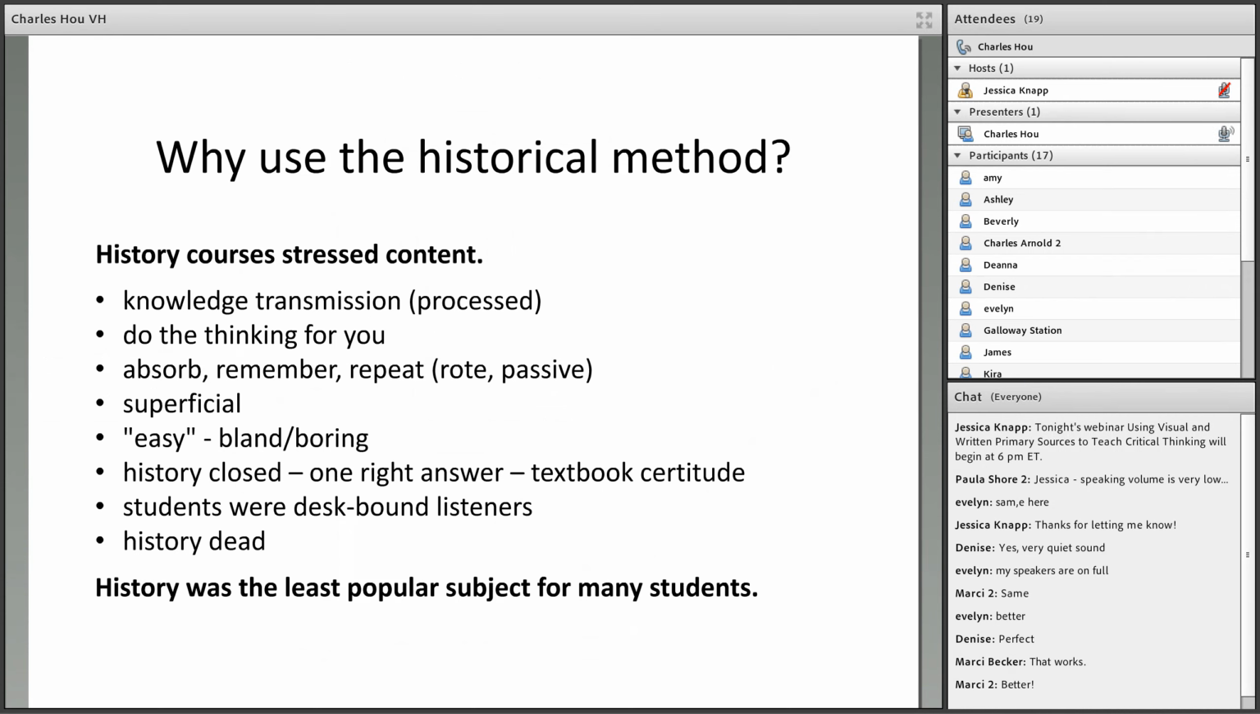Okay, well, here's the problem. Why use the historical method? I think these should make sense to you. Knowledge transmission means everything has been processed for you. They've done the thinking for you. This is what you have to do.